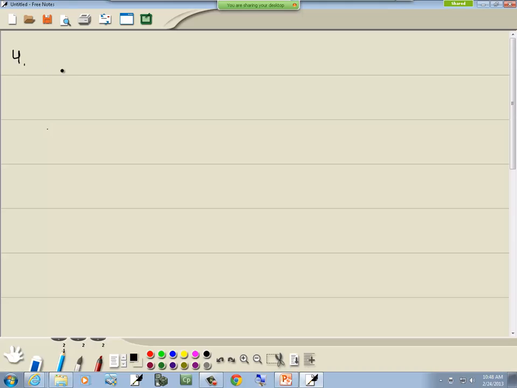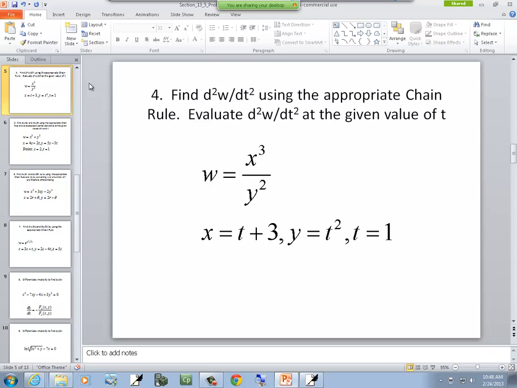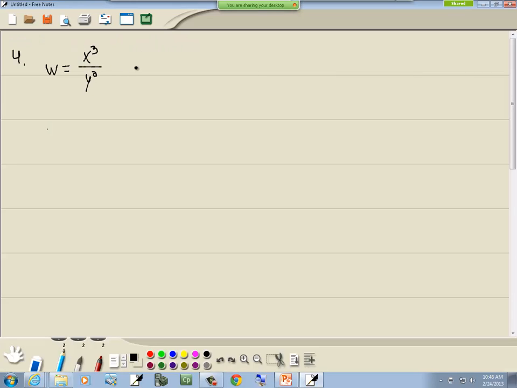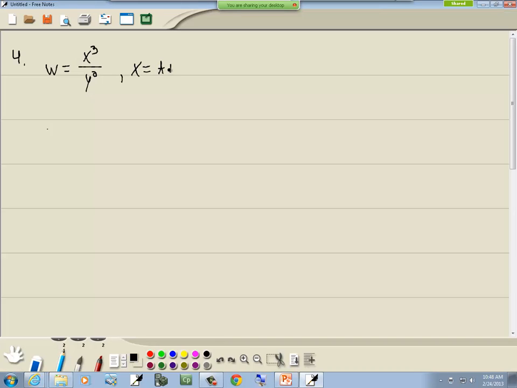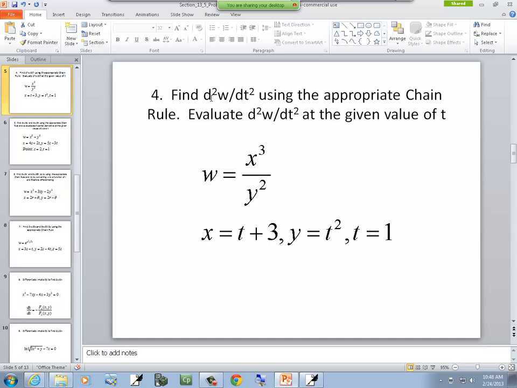There we go. In this one, we got w is equal to x to the third over y squared. And we got x is equal to t plus 3. Y is equal to t squared. And t is equal to 1. It says we want to find our second derivative of w with respect to t. Use an appropriate chain rule. Evaluate the second derivative at the given value.